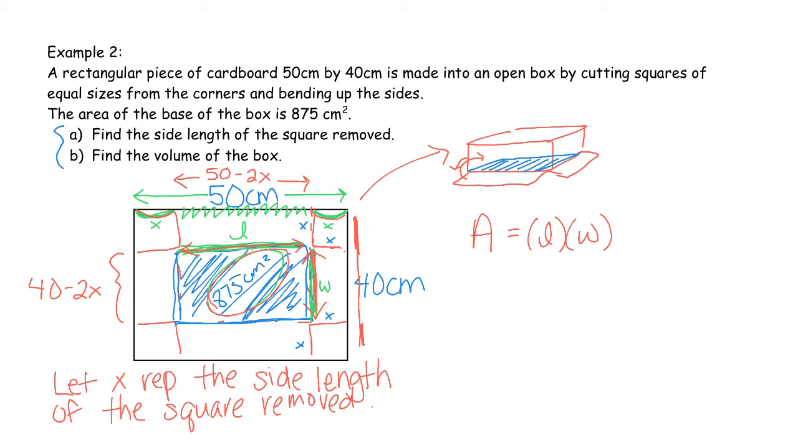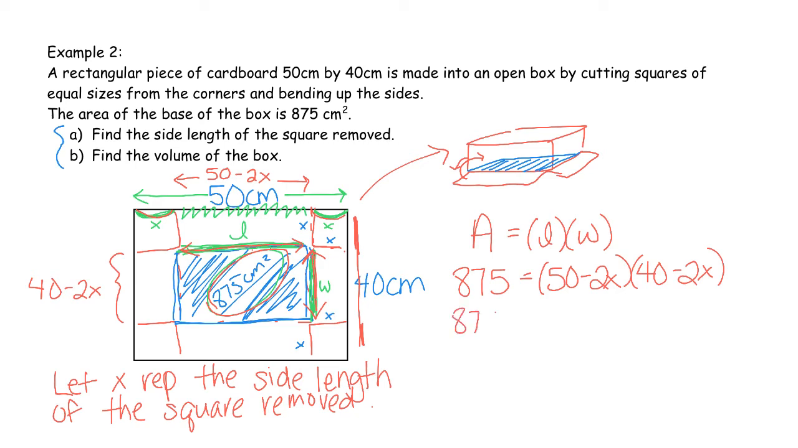That is a really messy diagram. I apologize. So I get 875 is equal to 50 minus 2x times 40 minus 2x. And again, those are just the expressions of the length and width of the bottom of that cardboard box. So now we're going to go ahead and expand this out.